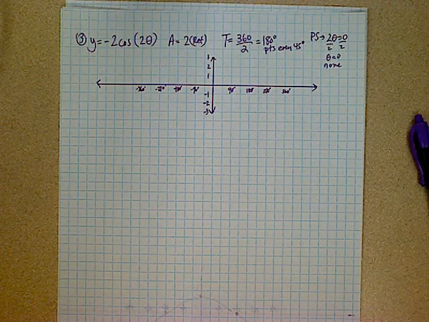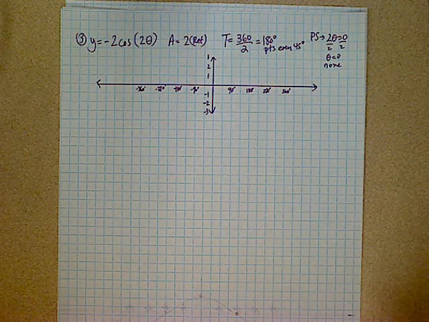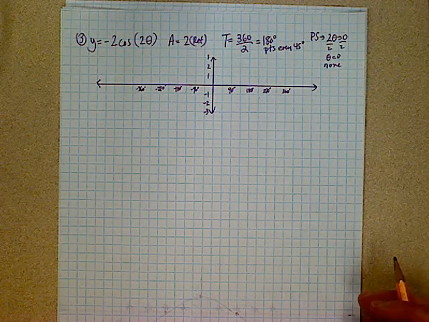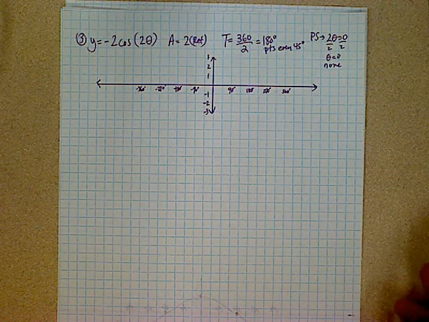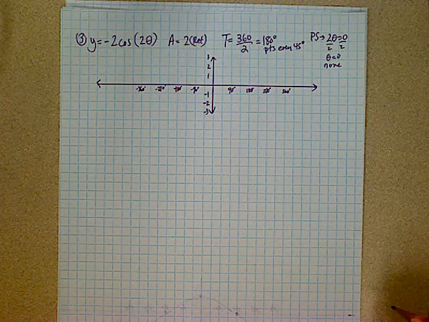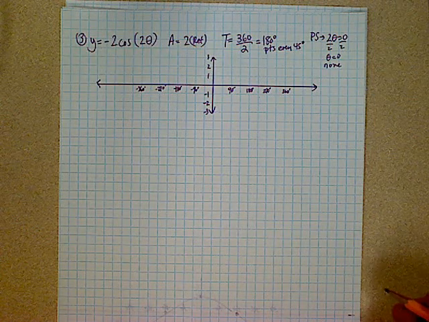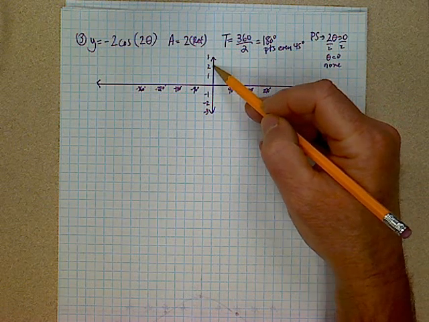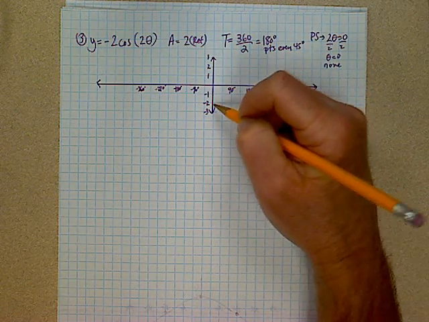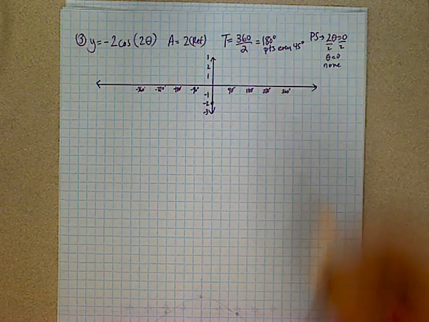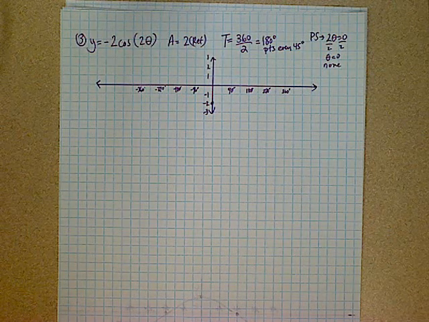Now, this one, even though I'm not going to shift it around, I'm going to start with pencil. And actually, when I'm done, the pencil will be the graph on this one, because again, there's no phase shift here. So on this one, normally cosine would start at the top up at 2. But because of the reflection, you'll start at -2. Okay, so start down at -2.